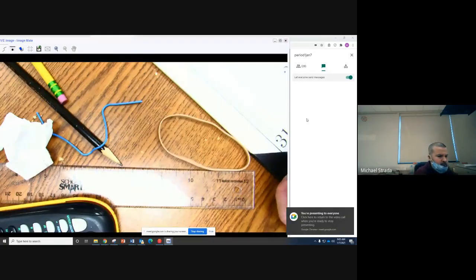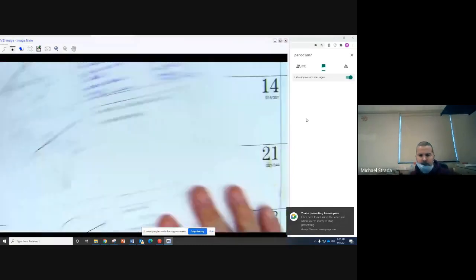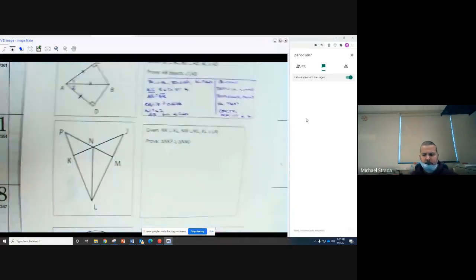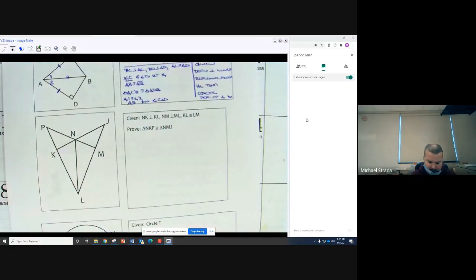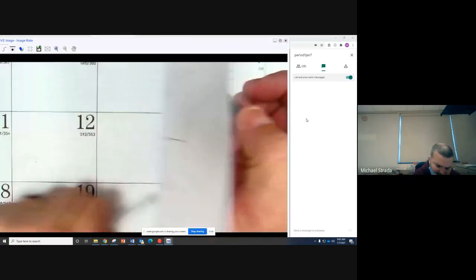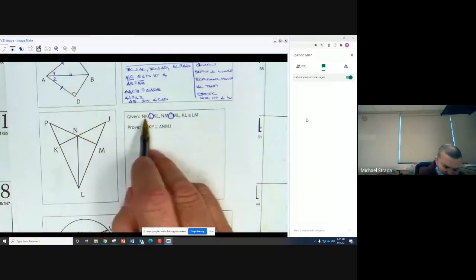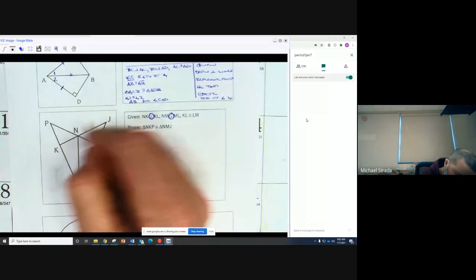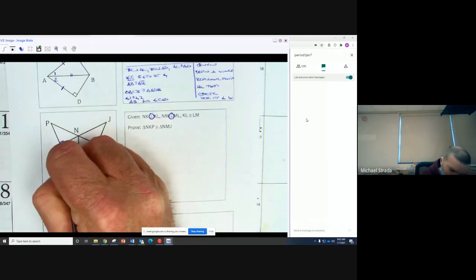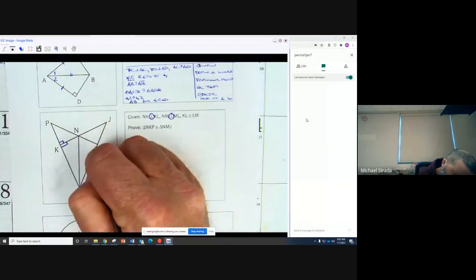There we go. All right. So, okay, NK is perpendicular to KL. NM is perpendicular to KL. So that means there's right angles at K. All right. And there's right angles at M.